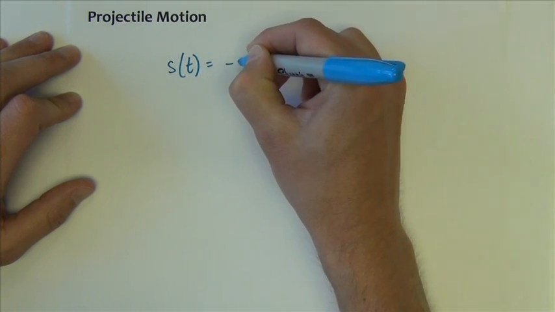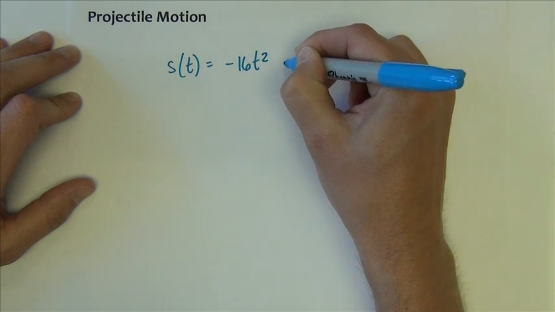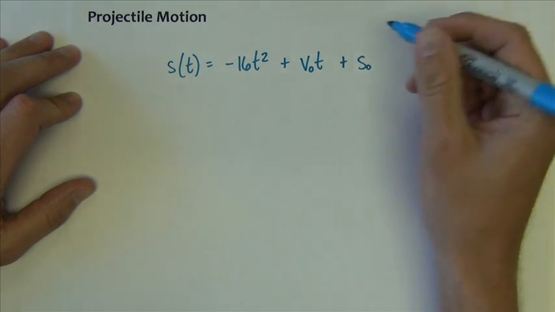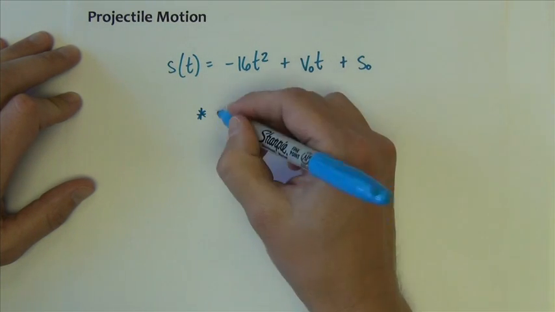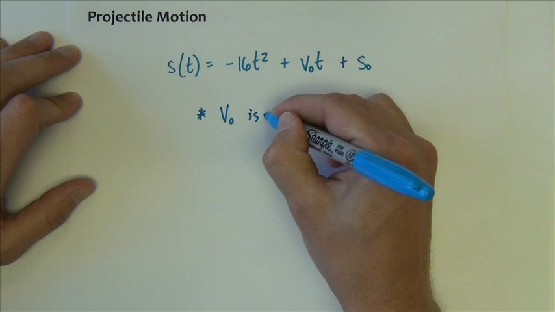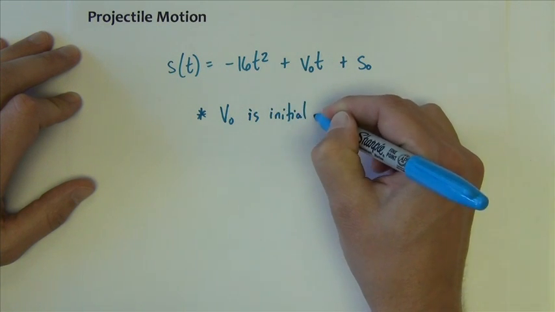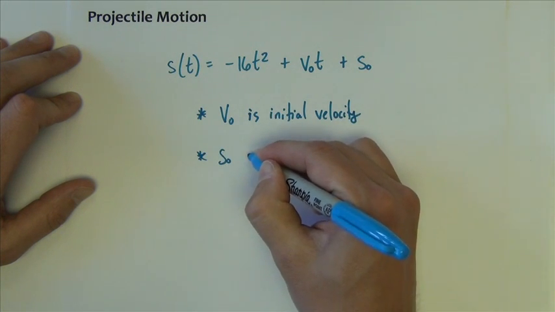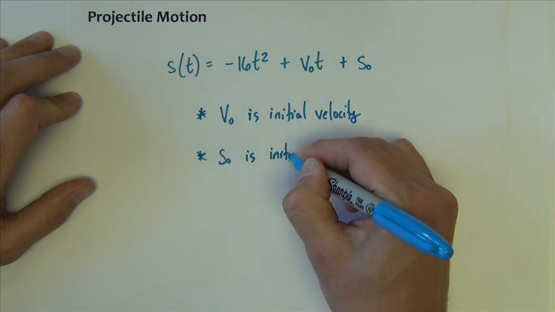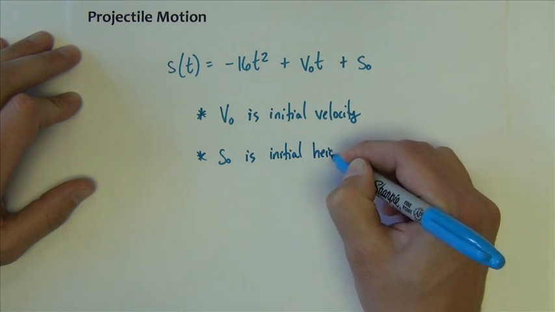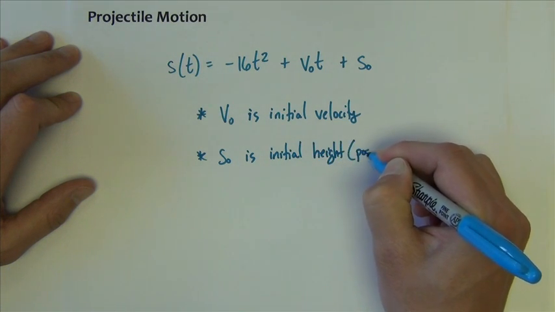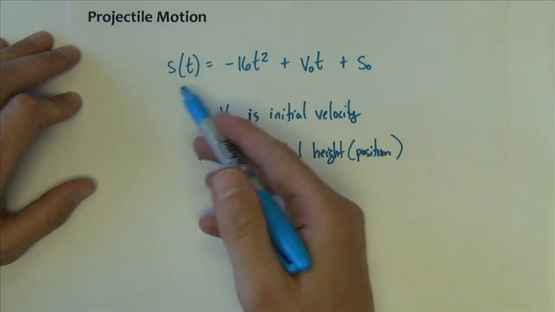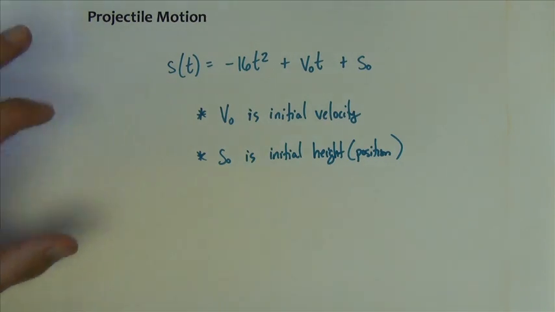S of t equals negative 16t squared plus v naught t plus s naught, where the v naught is the initial velocity, the s naught is the initial height or position. Where did it start? T is the independent variable, s is the dependent variable.